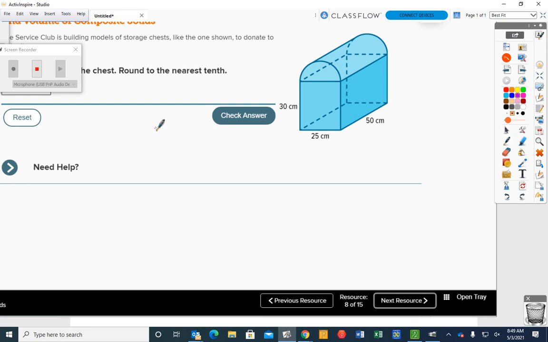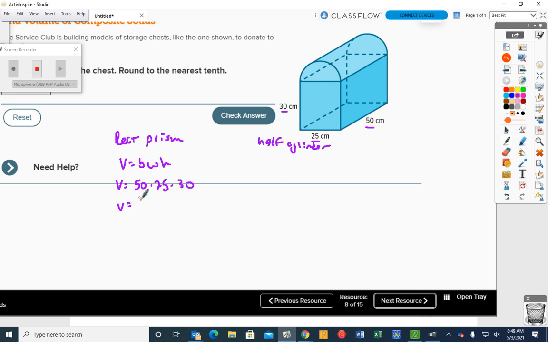No. Okay, first of all, I know that I have a rectangular prism. Wow, that's a big one. And I have a half cylinder. Let's find the volume of this rectangular prism first, okay? So that volume equals base times width times height. We're only concerned with this bottom. Well, how many dimensions do I have there? Base times width times height. So that would be volume equals 50 times 25 times 30, right?